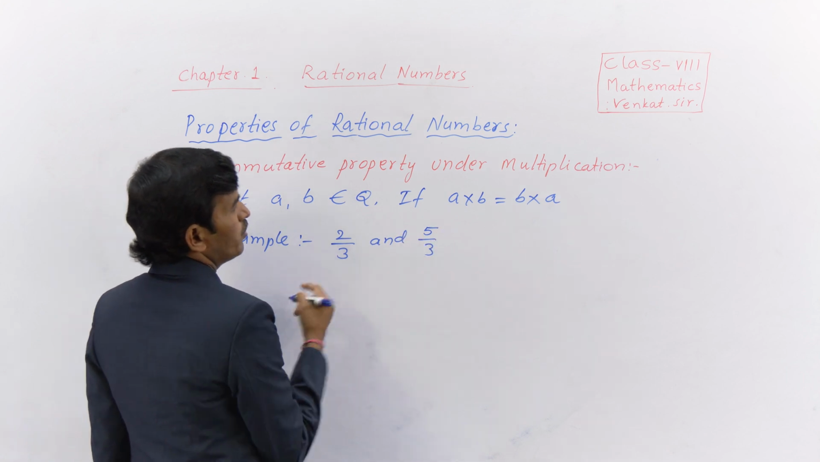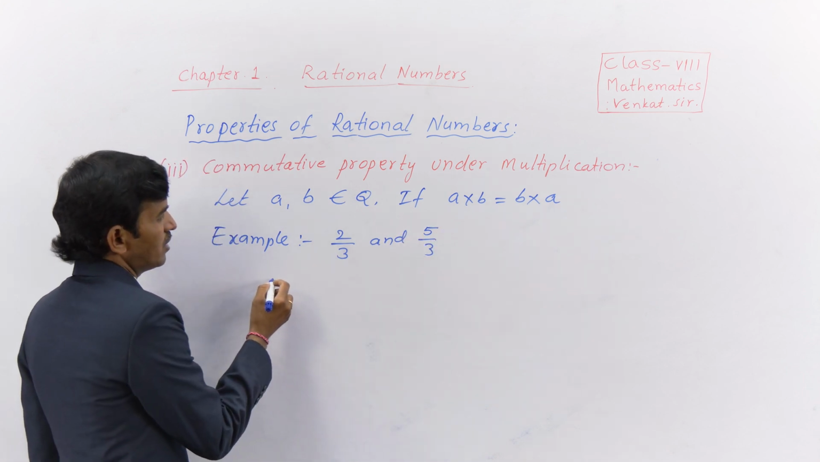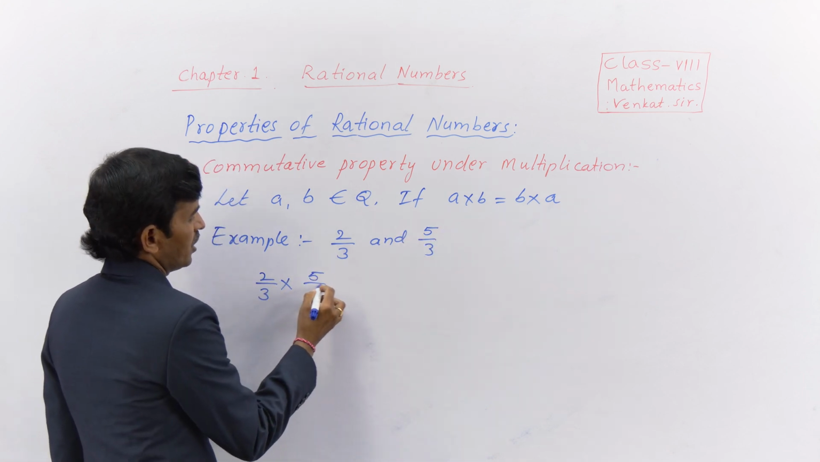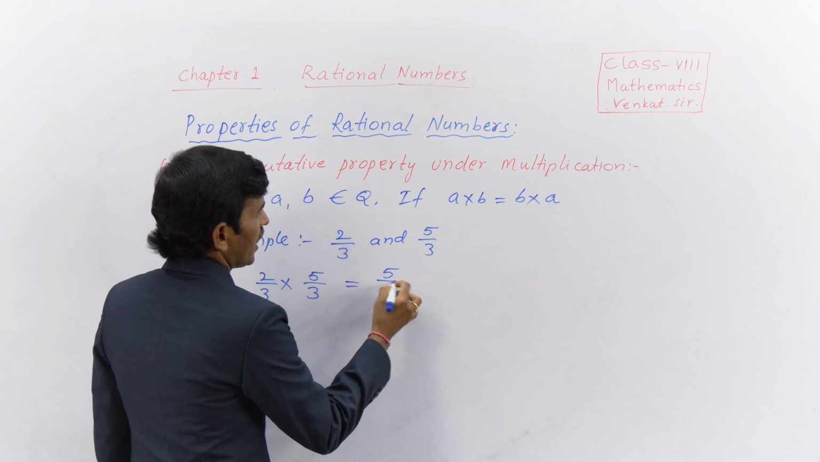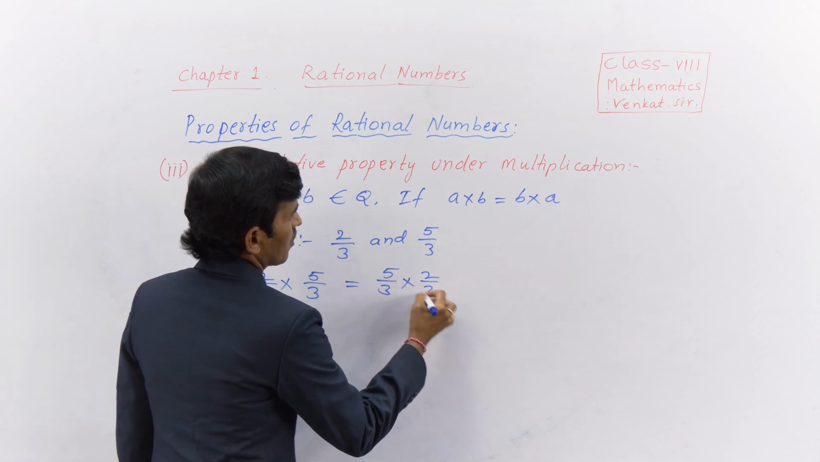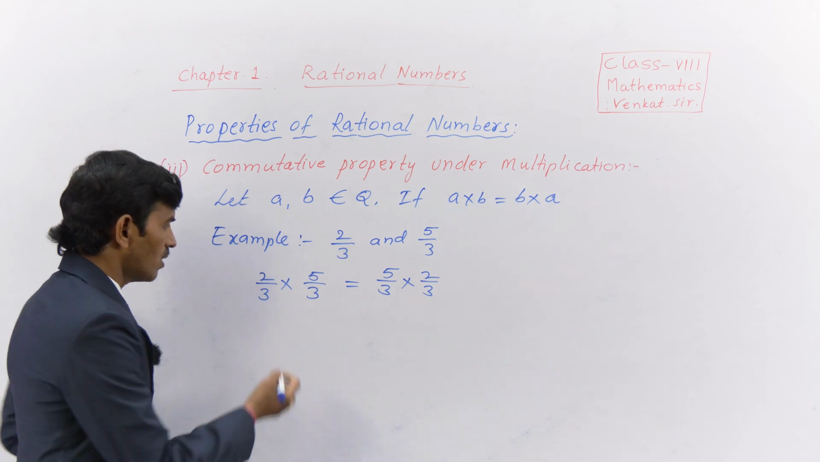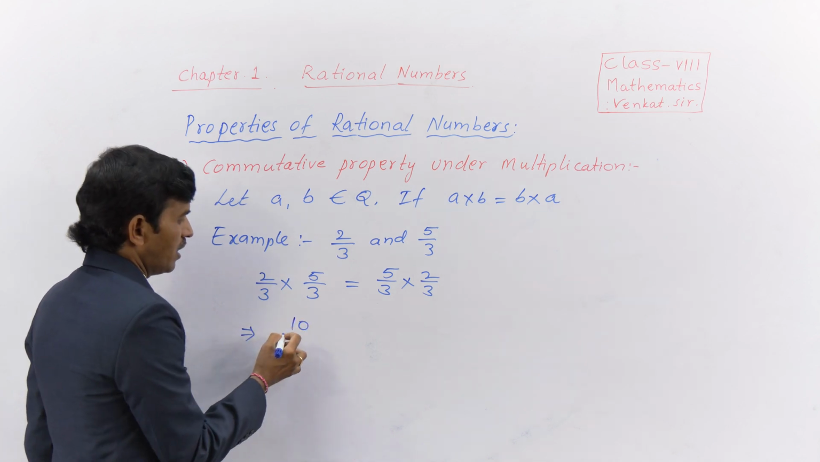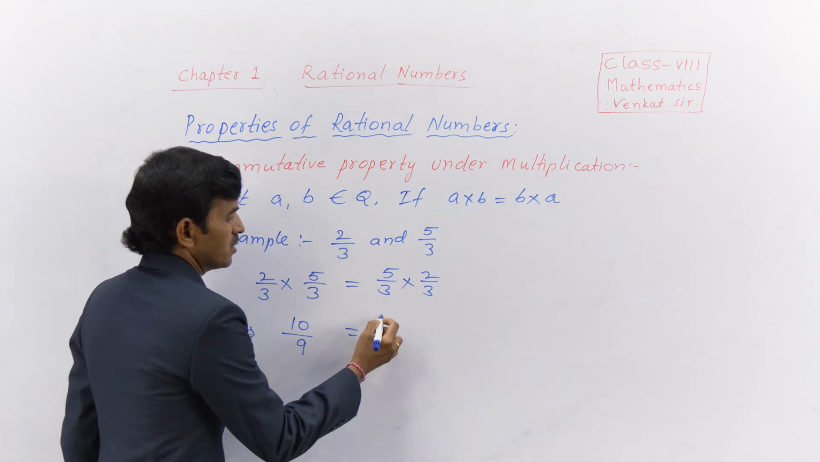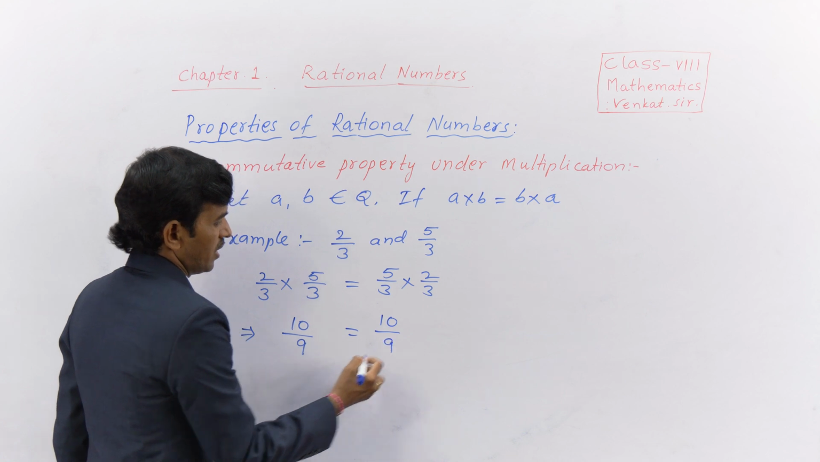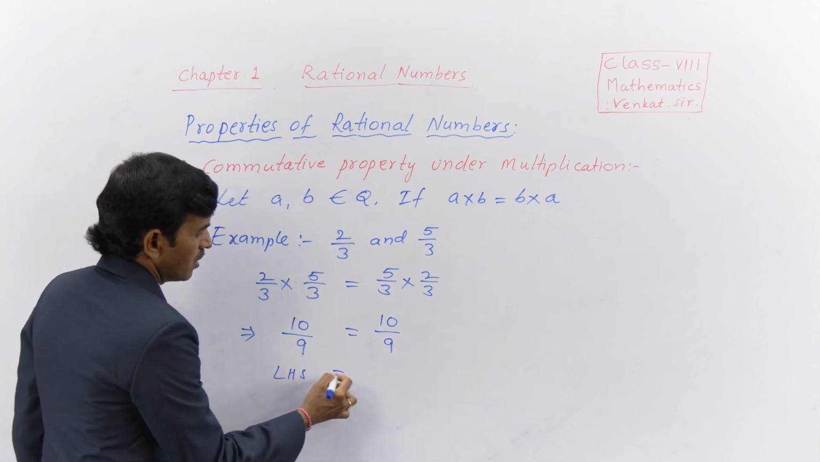So what is A into B here? 2 by 3 into 5 by 3. Is it equal to 5 by 3 into 2 by 3 or not? We need to check whether the condition A into B equal to B into A is satisfied or not, so let us multiply. 2 5s are 10, 3 3s are 9; 5 2s are 10, 3 3s are 9. So LHS is equal to RHS.